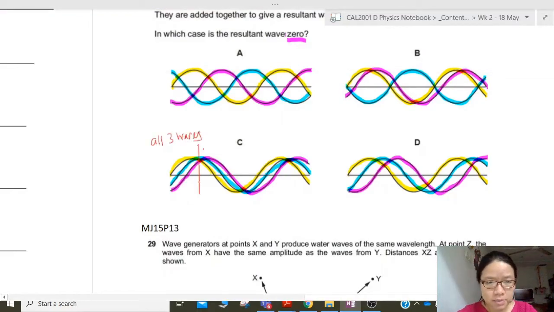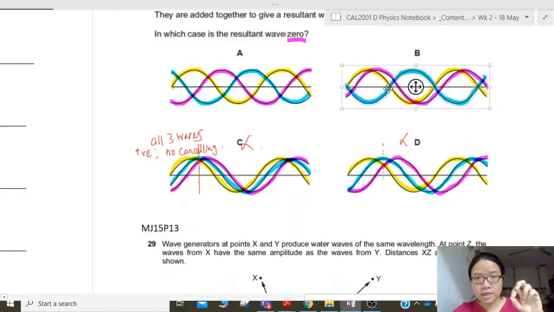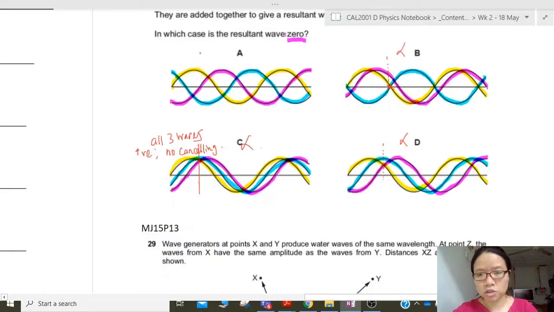Let's look at C. At C, there are so many places where all 3 waves are positive, like I mark out in the line. So there's no cancelling, C is out. Same thing for D, at that position all 3 are positive, D is out. What about B? If you look at certain points, blue is 0, yellow is 0, so the only resultant is purple, which is also not 0, so it cannot be B. So by process of elimination, which is the best way to do objective questions, the answer is A.